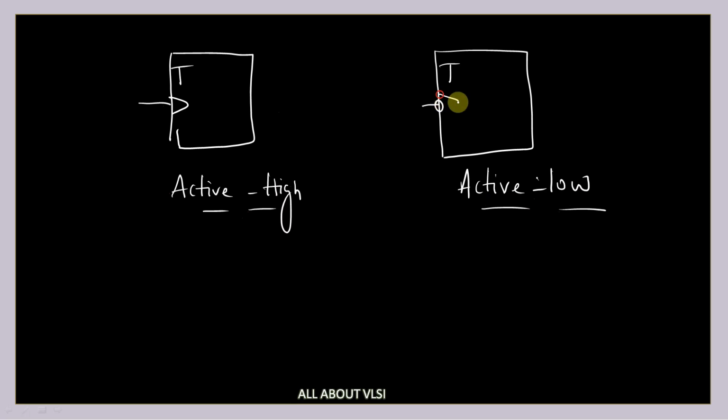So here I'm going to provide a clock with bubble. Now here I am going to apply the enable one signal, and here I am going to apply the enable two signal.